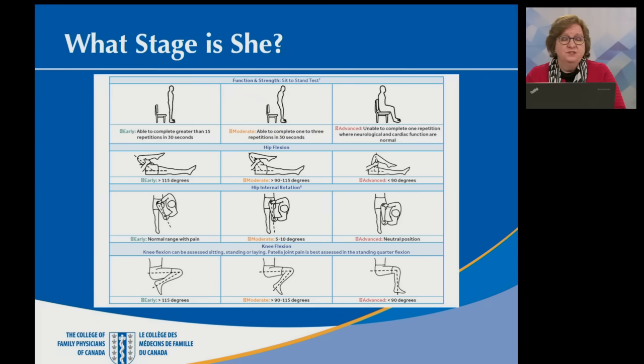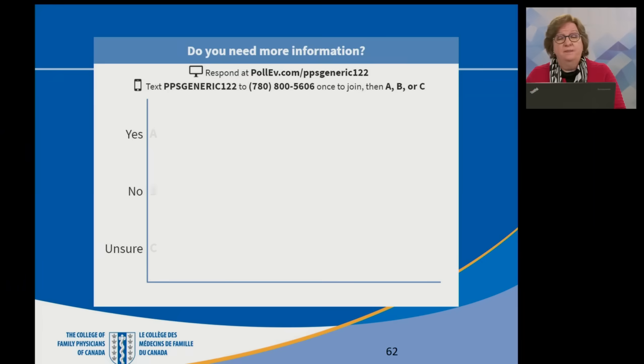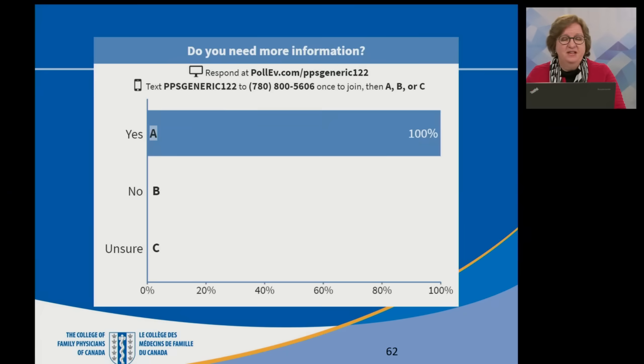I'd want to go to her physical exam because that's going to really help me. Based on her history, many of you said early, and I agree. I'd want to make sure that she had not lost range of motion, especially in extension or flexion, and that she could still do that sit to stand a good 15 times. What other information do you need? This is an open text question. Or, sorry, do you need more information? Yes, always.